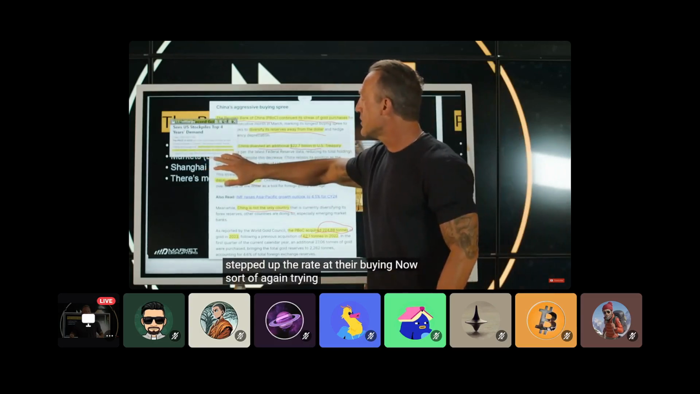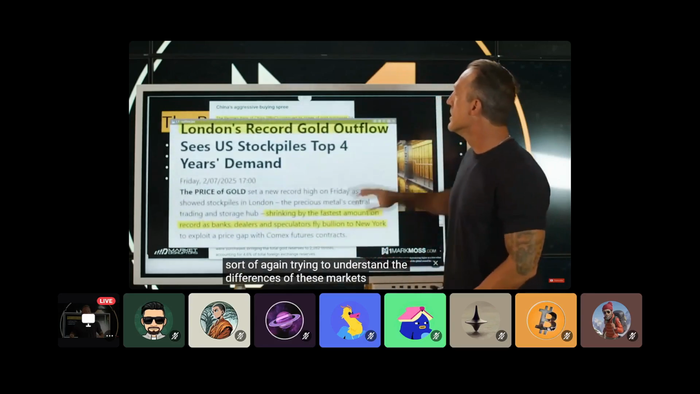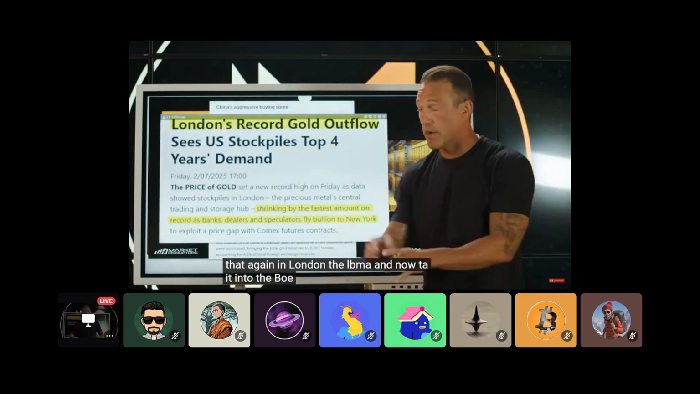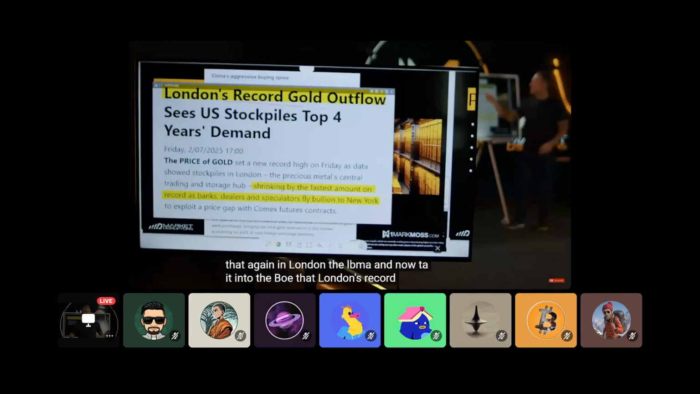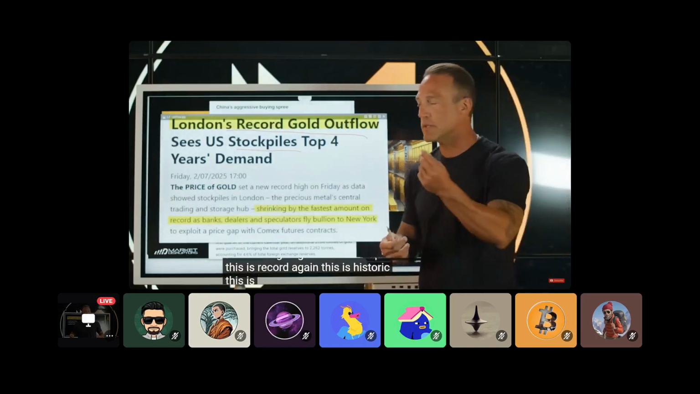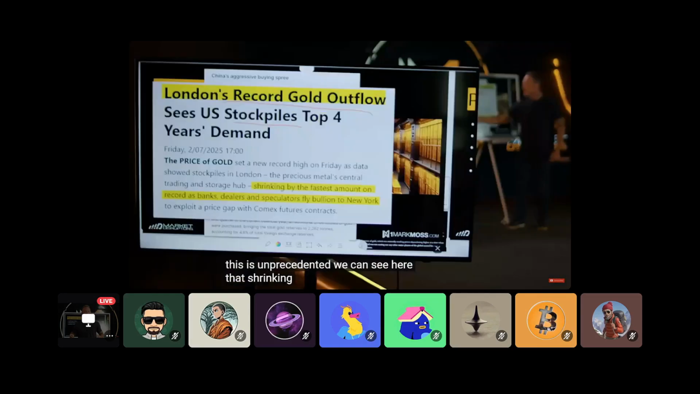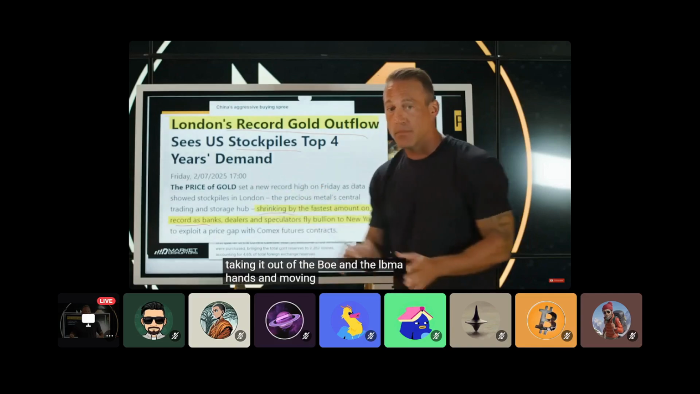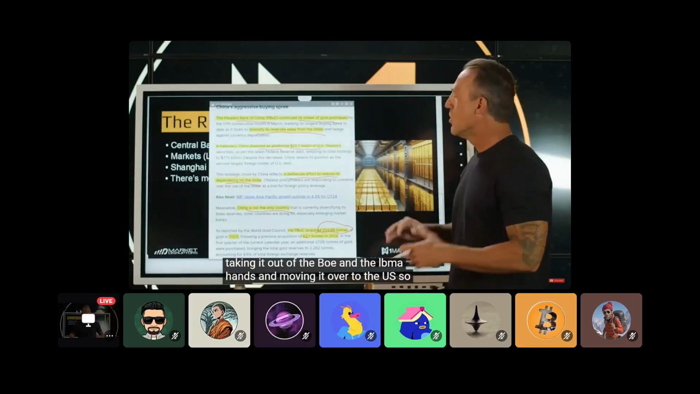Now, again trying to understand the differences of these markets, we can see that in London, the LBMA, and now tapping into the BOE, London's record gold outflow is going into US stockpiles. Now, this is record, this is historic, this is unprecedented. We can see here that it's shrinking by the fastest amount on record as banks, dealers, and speculators fly bullion to New York. So they're all taking it out of the BOE and the LBMA hands and moving it over to the US.